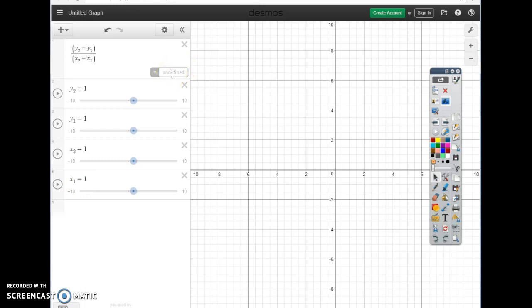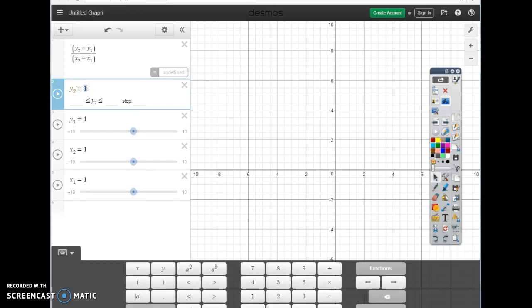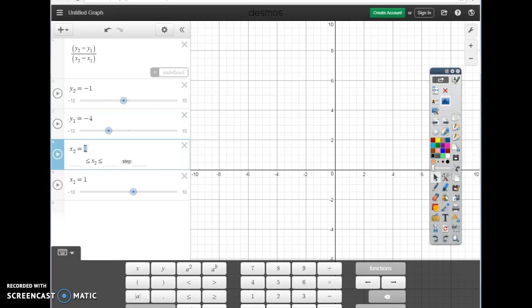What did we say y2 was? So right here, just highlight it. Type negative 1. What did we say y1 was? y1? Negative 4. So highlight it and type negative 4. What is x2? 5. And what is x1? Negative 3. And it gives you the answer right here.